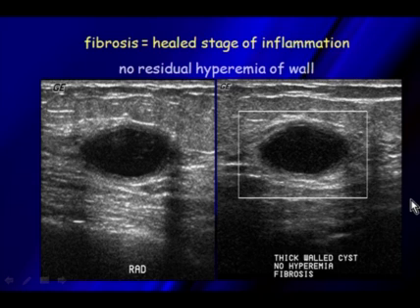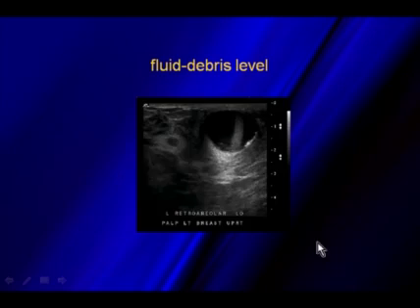The way you can tell the difference is typically if the patient has fibrosis of the wall of the cyst, they will not be symptomatic. If we use color Doppler, we're not going to see any hyperemia within it. So a lot of times this fibrosis is just the healed stage of the inflammation, or a formerly inflamed cyst that we will notice this in.